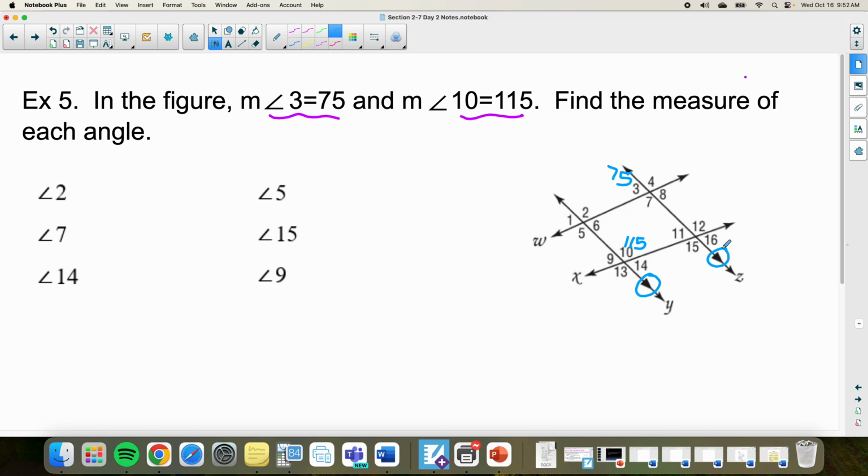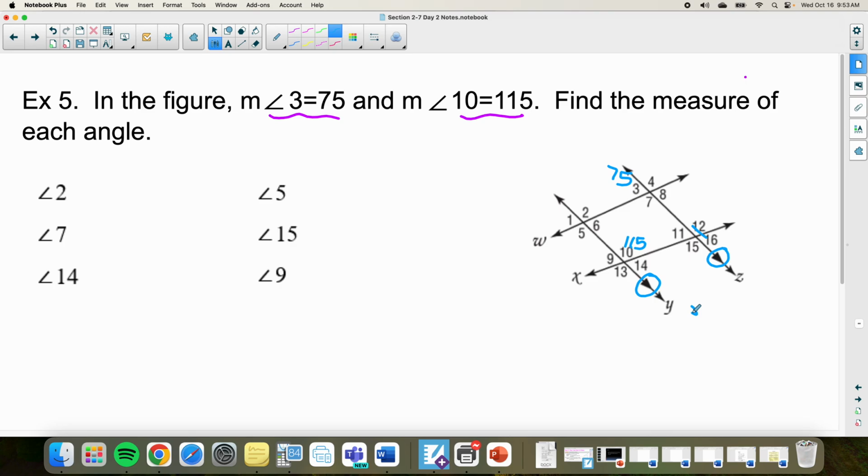So a lot of kids would look at this and think, well, if angle 3 is 75, angle 11 is 75 because they are corresponding. However, we can't say that because line W and line X are not parallel. So with everything we do on this problem, we have to use line Z and line Y, and then the transversals W and X.